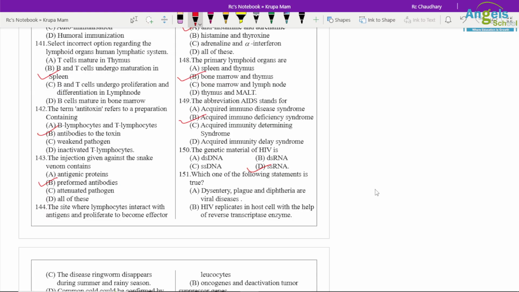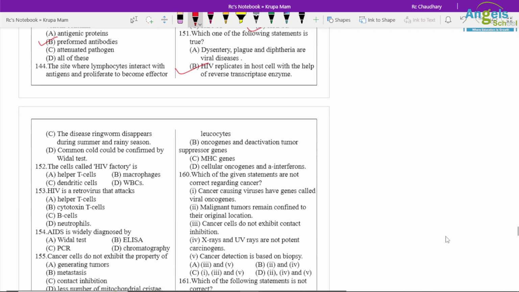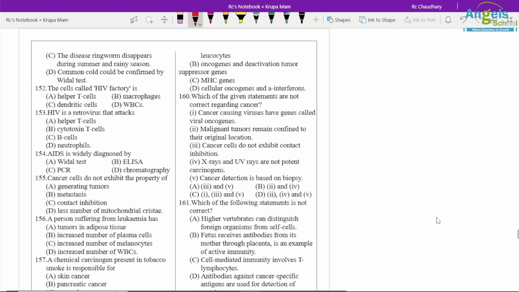Dysentery, plague, diphtheria are viral diseases. Wrong option. HIV replicates in a host cell with the help of the reverse transcriptase enzyme. Right option. The cell called the HIV factory is the macrophage only. HIV is a retrovirus that attacks our T helper cells. AIDS is widely diagnosed by ELISA.